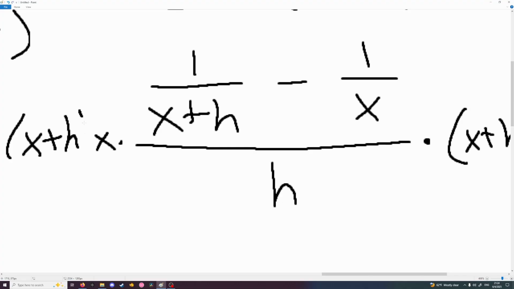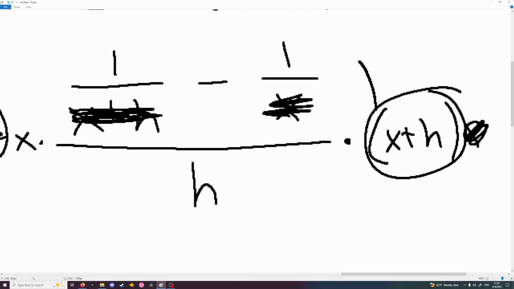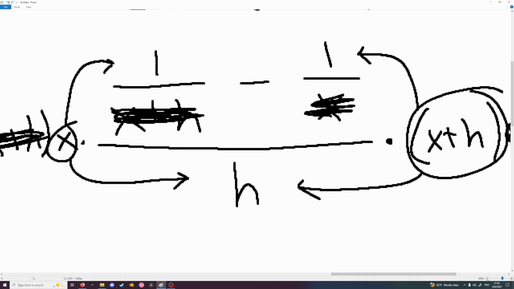So x plus h times 1 over x plus h means that these two are going to cancel. And we have the 1 over x times x, so these x's are just going to cancel too. Which means that this x plus h is going to go at the top, and it's also going to go at the bottom here. And this x is going to go at the top, and at the bottom here. Should look something kind of like that.